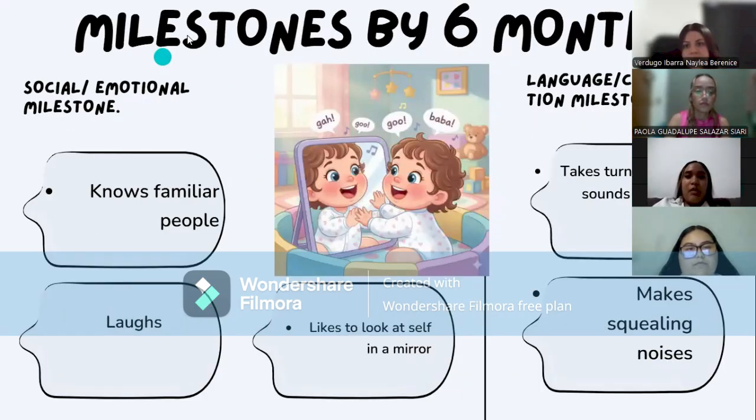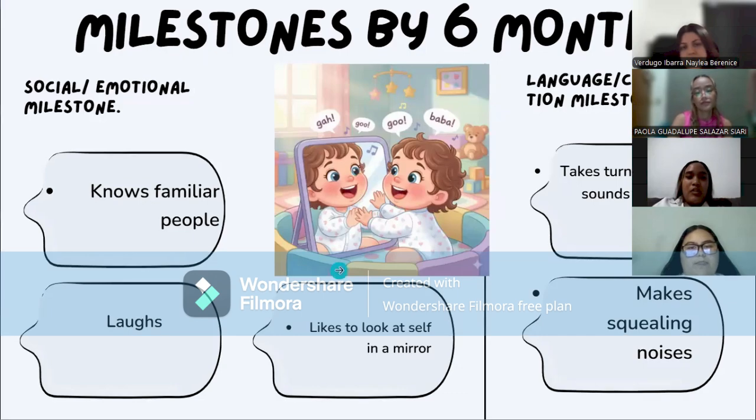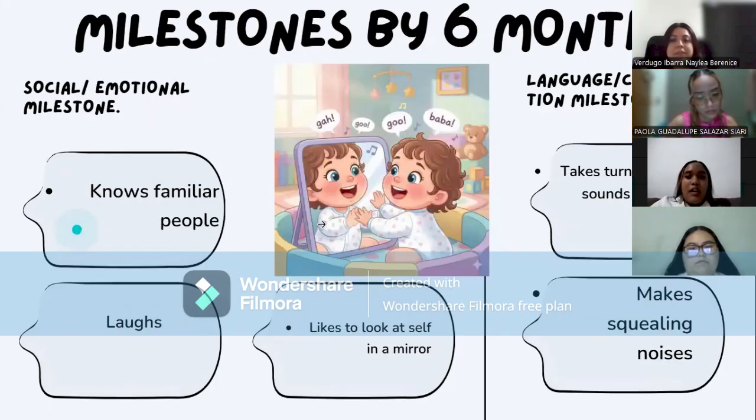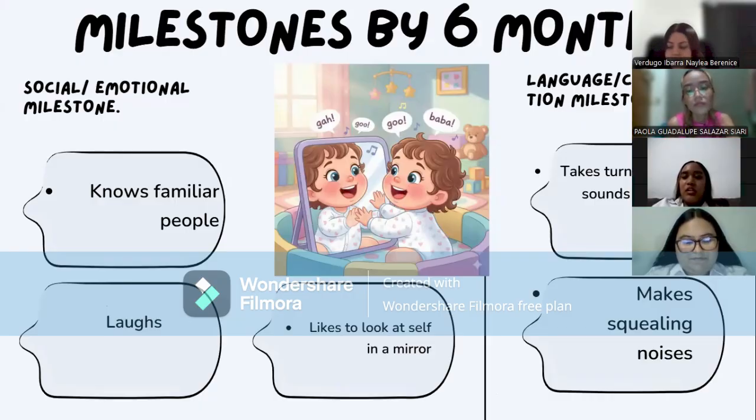Milestones by 6 months. Social and emotional milestones: knows familiar people, likes to look at himself in a mirror. Language and communication milestones: takes turns making sounds with you and makes squealing noises.